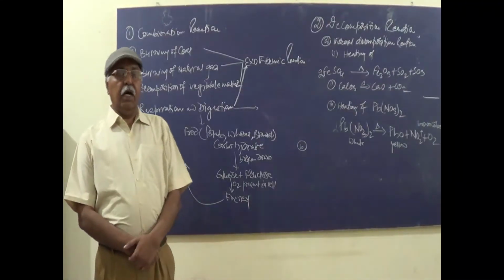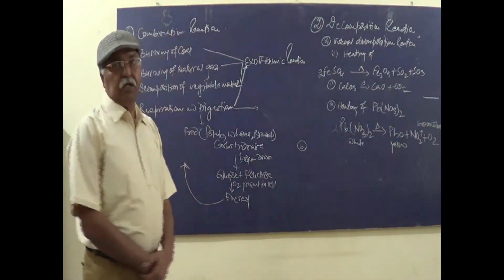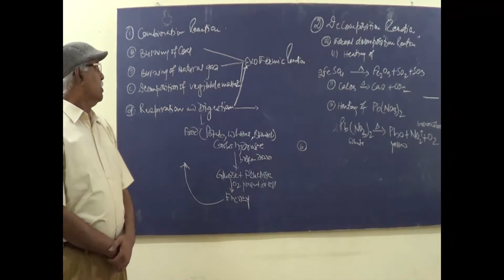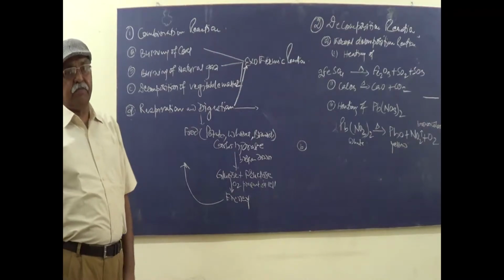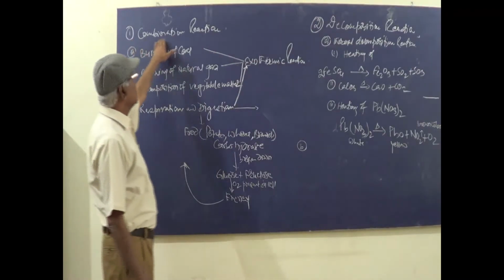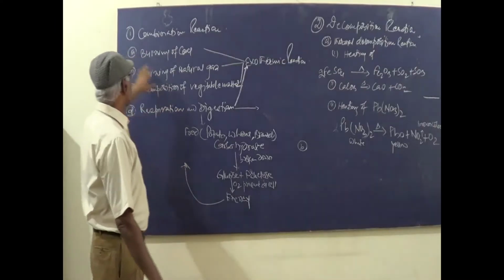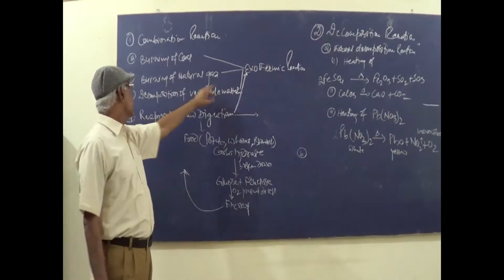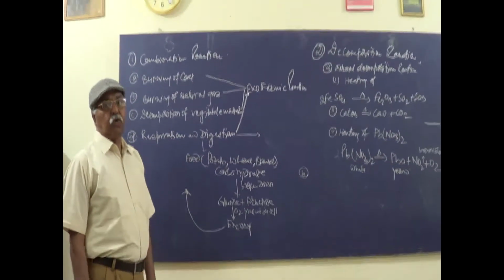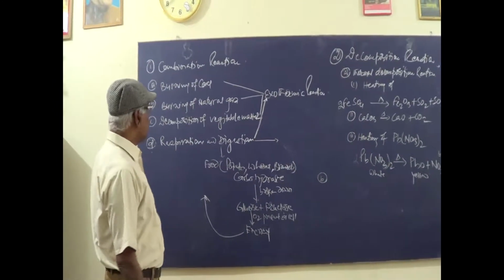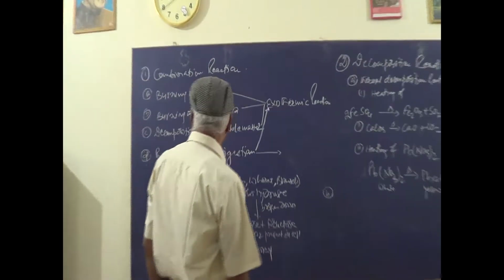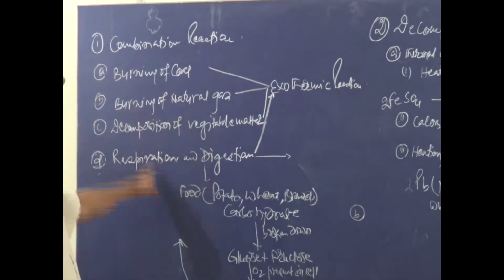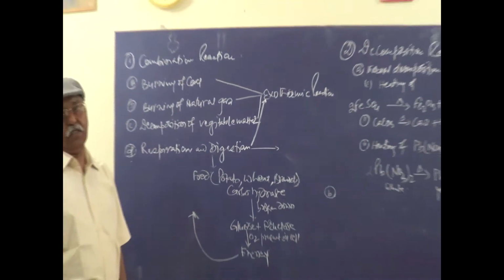Children, today is my sixth lecture on rate of reaction in chemical equation. Now listen, in the previous class we discussed the combination reaction. In combination reaction we have already discussed the burning of coal and burning of natural gases. These two topics we have covered. Third, decomposition of vegetables and respiration or digestion. All these types of reaction come under the exothermic reactions.